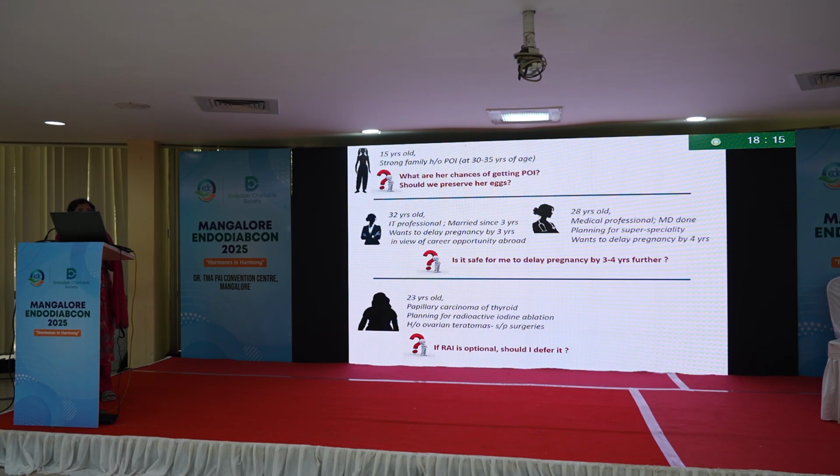I'm going to speak on such common scenarios which come in our clinic, like a 15 years old girl, strong family history of POI. All her family members have undergone POI, premature ovarian insufficiency, at 30 to 35 years of age, and they are worried. Now, what are the chances of this girl getting into POI, and should they preserve her eggs? How to answer that question, and how will AMH help in that?